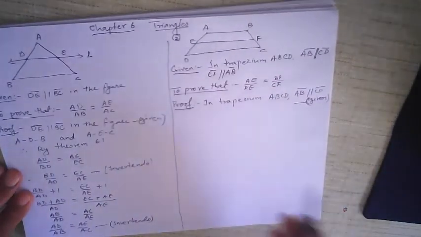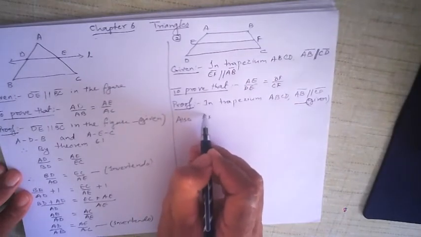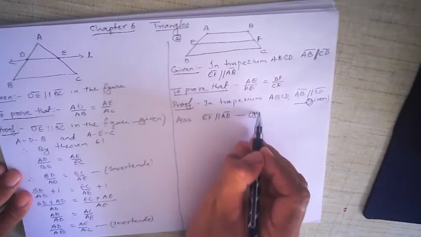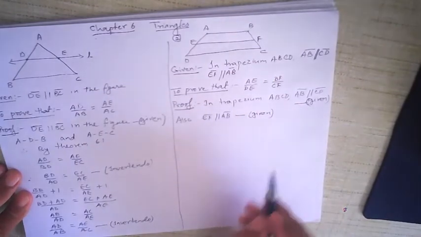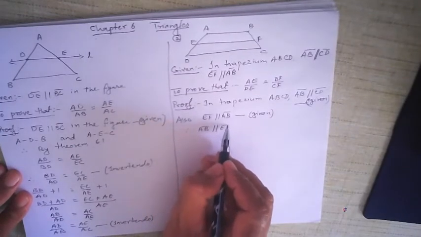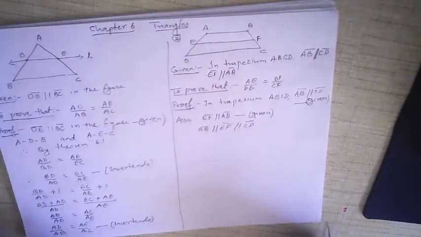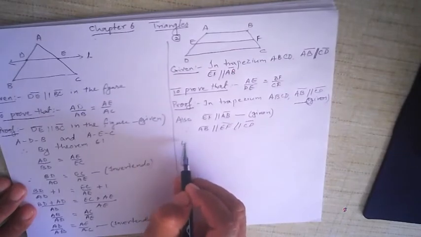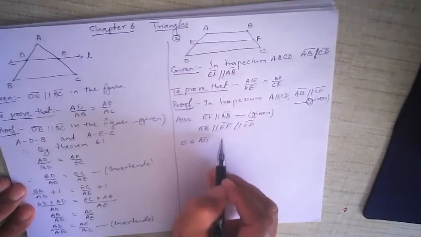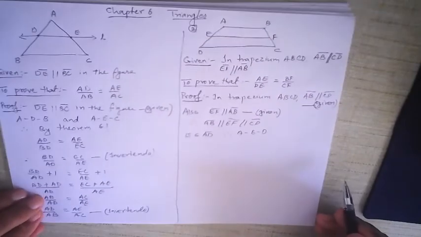Also we are given EF is parallel to AB. This is also given. Now if you combine these two facts, you get AB parallel to EF and parallel to CD. All three sides are parallel to each other. And what do we know about E? E belongs to which line segment? AD. Therefore A-E-D, that means E lies between A and D.